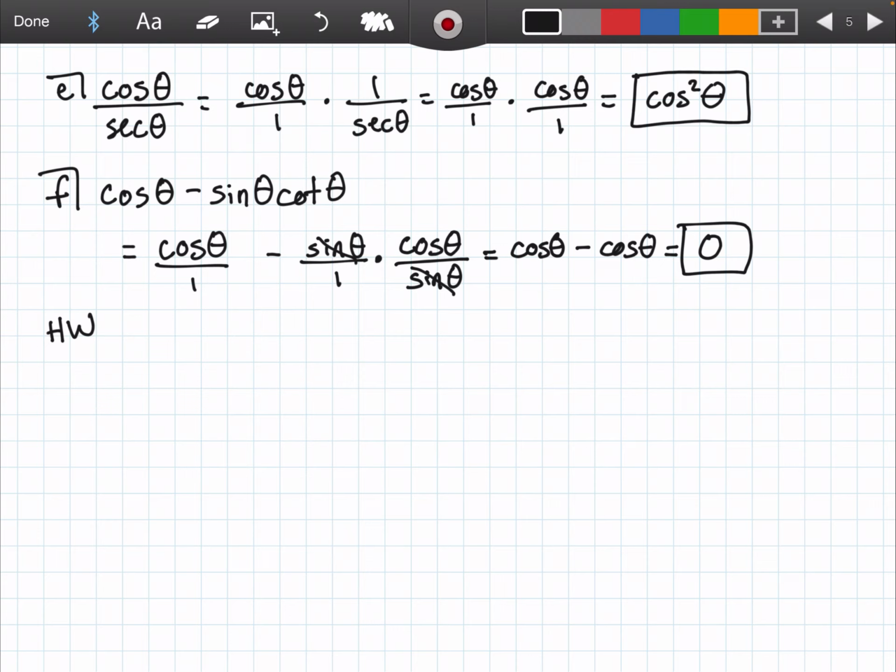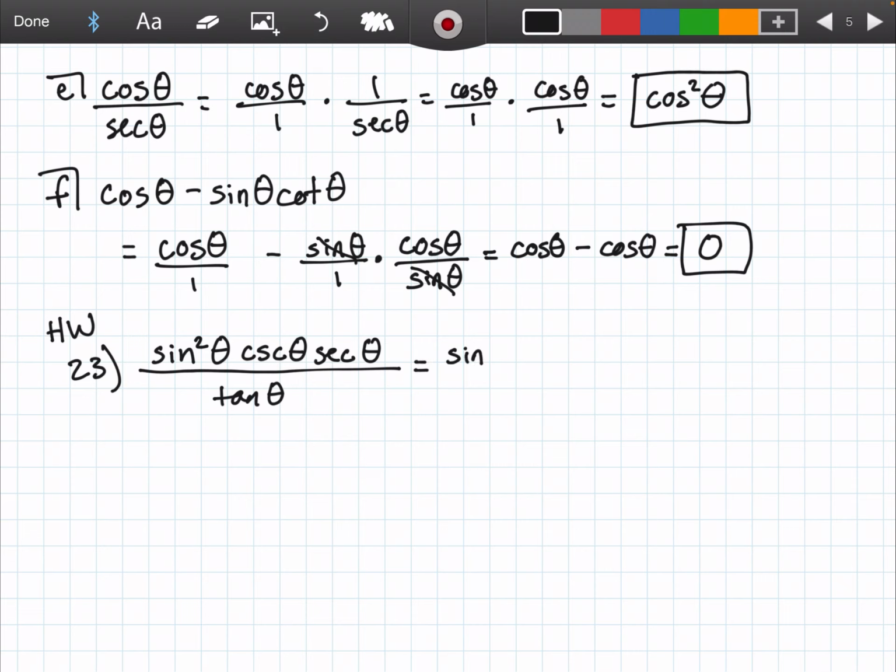Let's do one from your homework. Let's do homework number 23. Yeah, this one looks real fun. All right, I'm going to start by splitting up everything. And I'm actually going to do this. I'm going to take my sine squared here, and I'm just going to go sine theta times sine theta. So that's what it means for something to be squared.